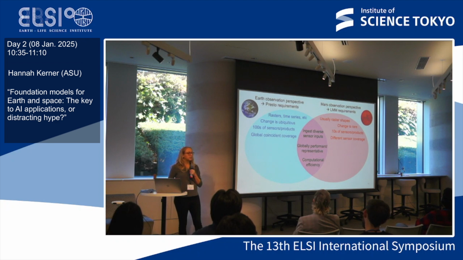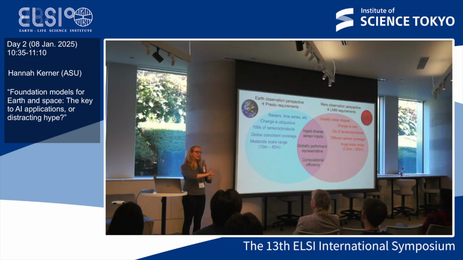And there's not coincident coverage everywhere on Mars like we have on Earth. There's sparse coverage or different coverage from different satellites. And on Earth, the satellites we're looking at usually have a pretty similar scale range, like 10 to 60 meters per pixel. But on Mars, it's extremely wide. It'll be centimeter scale to 500 kilometer scale that people want to look at. So stacking images together of the same place really doesn't work when you actually try to implement that.